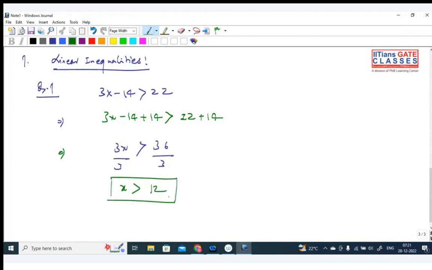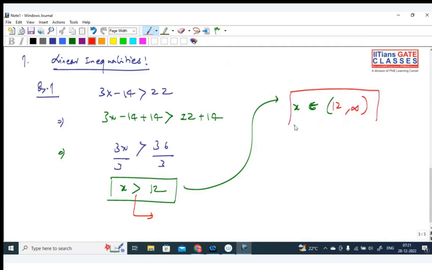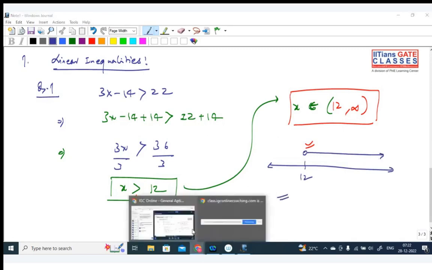So you can write this in terms of interval, right? So how can you write this? You can write x belongs to, open bracket, because this is a strict inequality, right? It is not a slack inequality. As I said, there are different kinds of inequality. So you have to use an open bracket, and for infinity we always use an open bracket, right? This is how we can represent it, and you can also use the number line. You can mark here 12 and put an empty circle, and say that this is going to be the representation, okay? I believe this is fine for everyone, right?